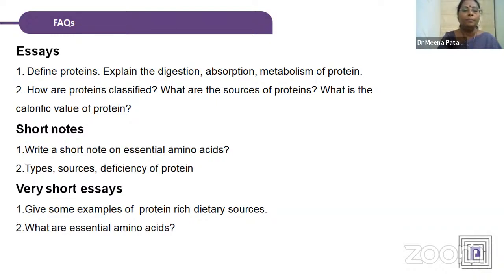Short notes: write a short note on essential amino acids, types, sources. Deficiency of protein is the second one. Then very short essays. Number 1, give some examples of protein-rich dietary sources, and what are essential amino acids. You need to define all that.